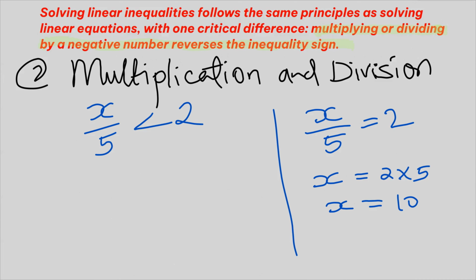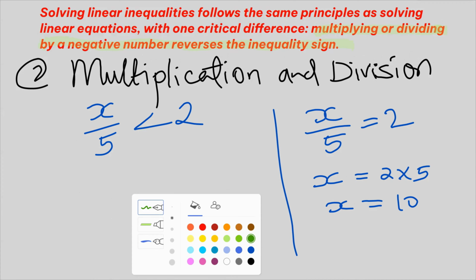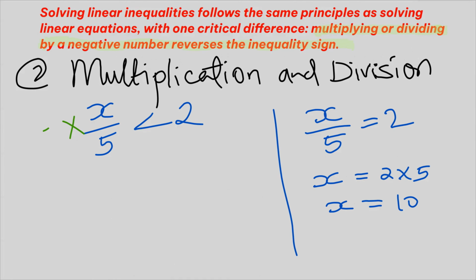So our sign will just remain the same, and we are going to multiply here by 5 and multiply here by 5. Then you cancel this and you cancel that, and then you have x is less than 10. Remember, our sign has just remained the same because we are multiplying by a positive number.